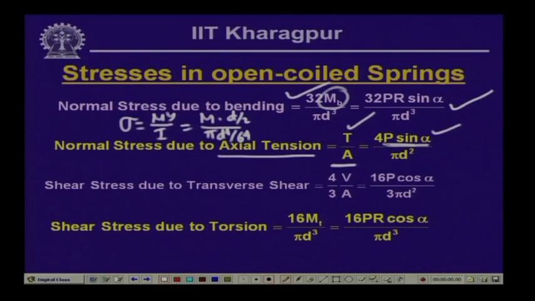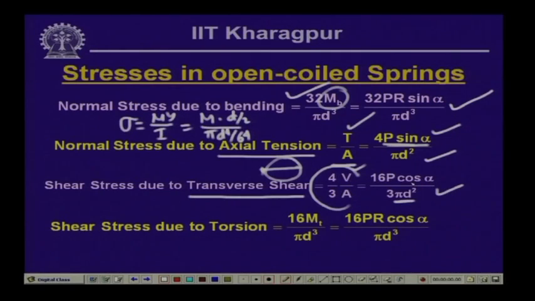So, this is 4 P sin alpha by pi d square. Now, the shear stress due to transverse shear, as you have seen, the transverse shear is equal to V, which is P cos alpha, and the maximum shear which we get at the diameter of the circular section is equal to 4/3 V by A. If we write A as pi d square by 4, this gives rise to 16 P cos alpha by 3 pi d square.